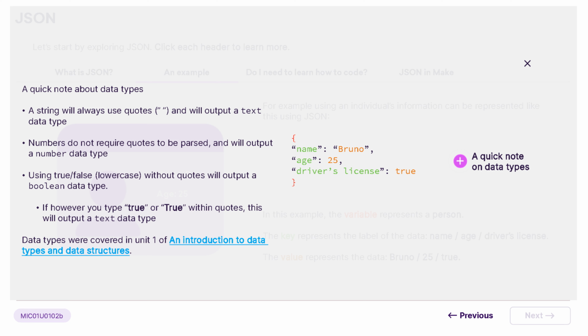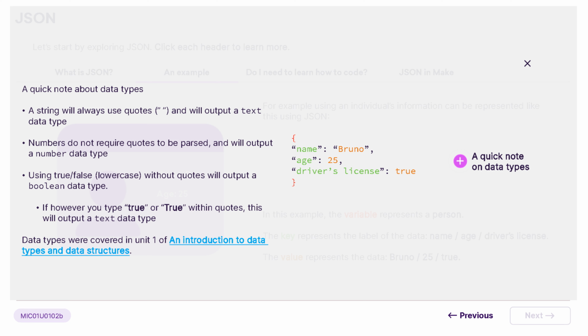Let's take a closer look at how data types work in JSON, a format widely used for representing structured data. In JSON, strings are always enclosed in quotes, which shows that they are text. This is useful when you're working with text-based information like names or descriptions. Numbers in JSON are treated differently. They don't need quotes. This allows you to directly use them for calculations or comparisons without needing any special conversion.